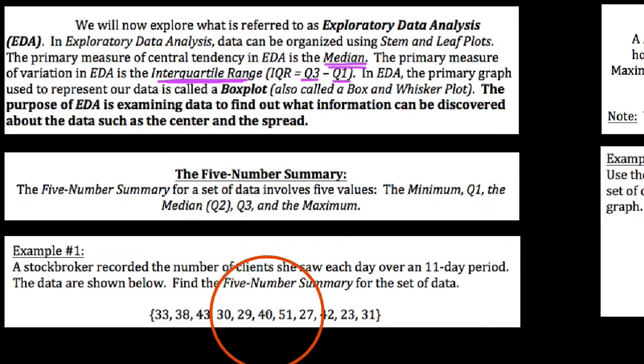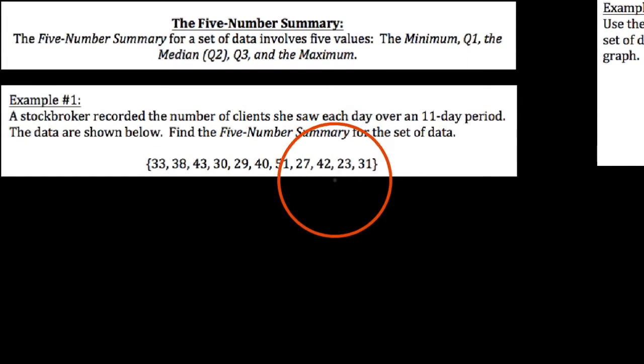So we're going to start by finding a 5-number summary for a set of data here. Let's say, for instance, a stockbroker recorded the number of clients she saw each day over an 11-day period, and we have the data here. What we want to do is find the 5-number summary for this set of data, which means we need to split this up into quartiles. First things first, it is very important that we put this data in order before we do anything else.